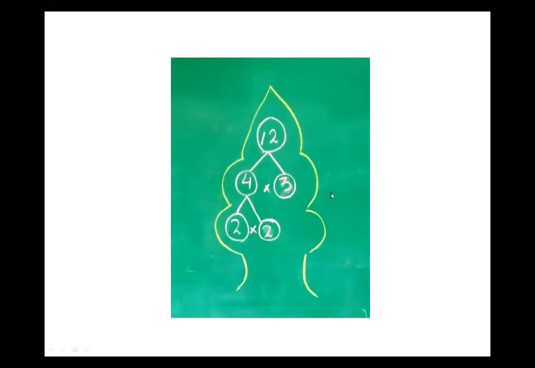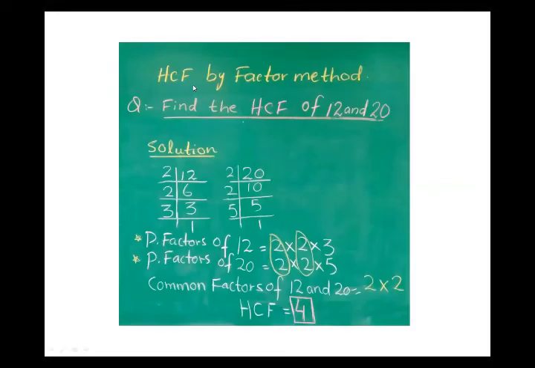We have an example. So here you see that HCF or GCD, we already confirmed in the objective that GCD and HCF both are the same. So HCF by factor method or prime factorization are both the same. Here is a question from your book at page number 22. Find the HCF of 12 and 20.